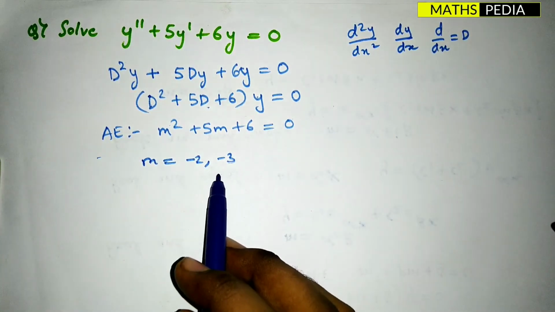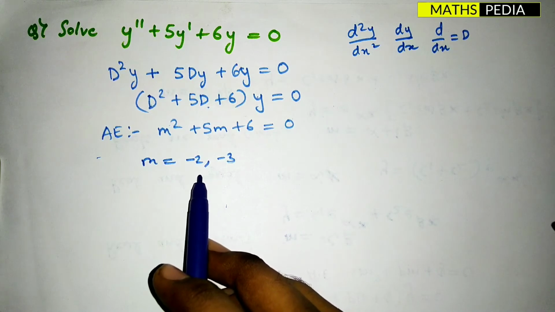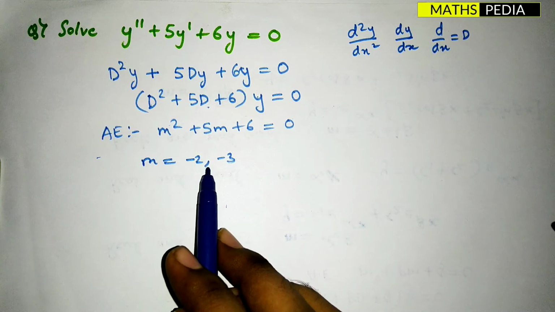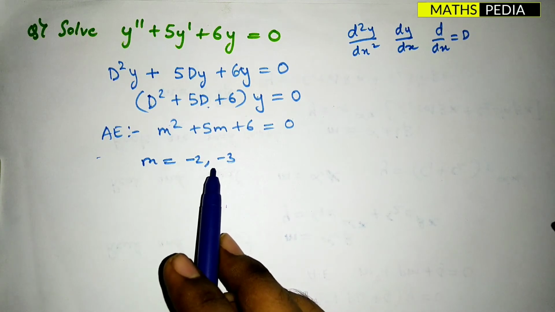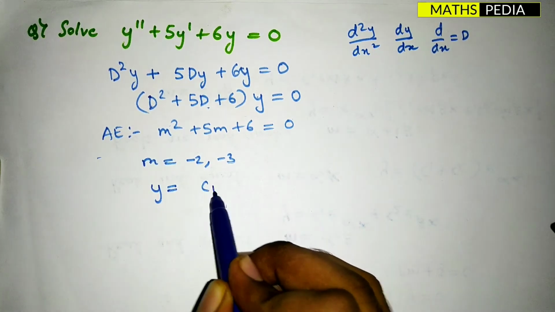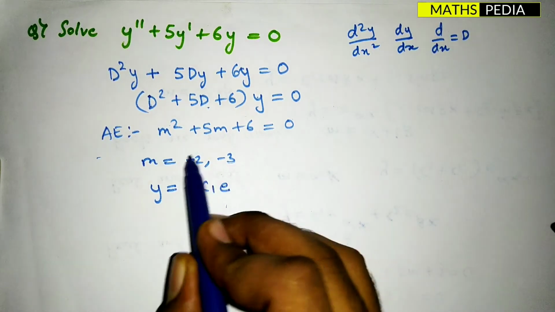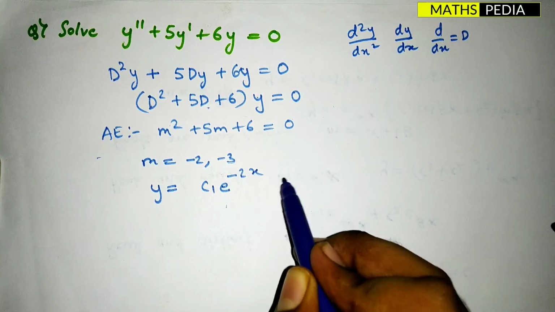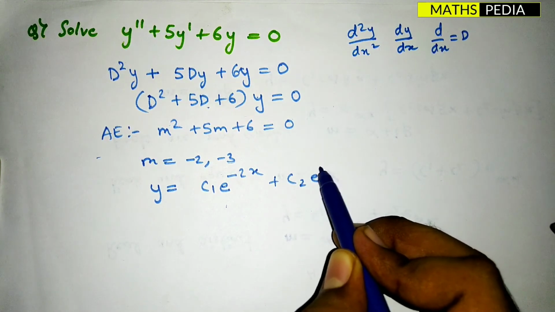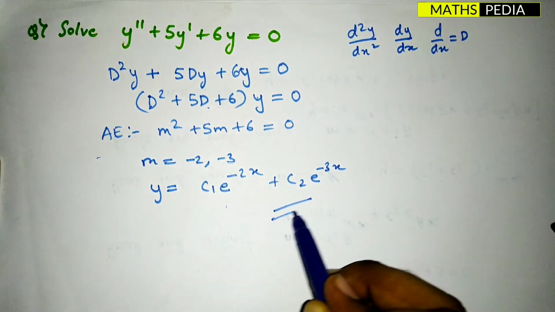You can observe that this lies in the case where the roots are real and distinct, where the roots are different as well as real numbers. In such a case the solution will be y is equal to c1 e power alpha x, where alpha is minus 2, plus c2 e power beta x. What is beta over here? Minus 3. So this will be the final solution.